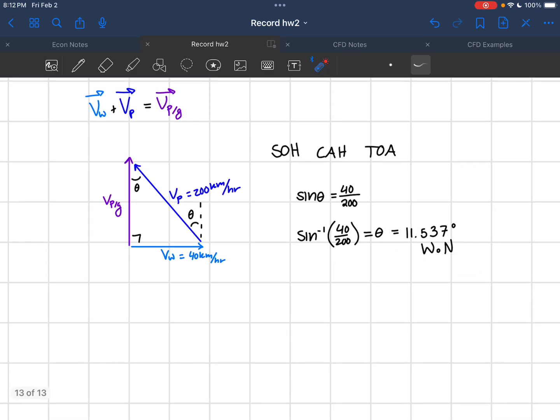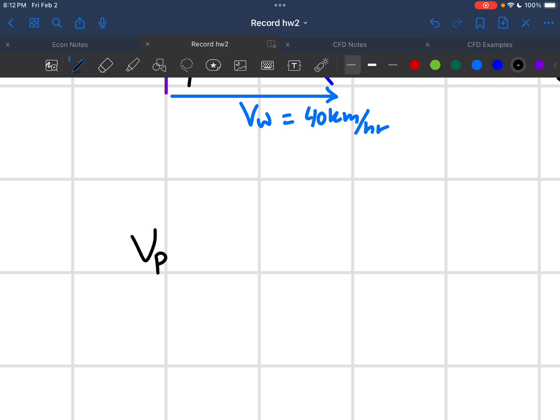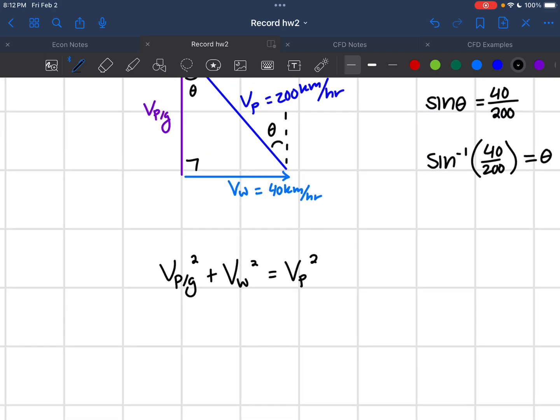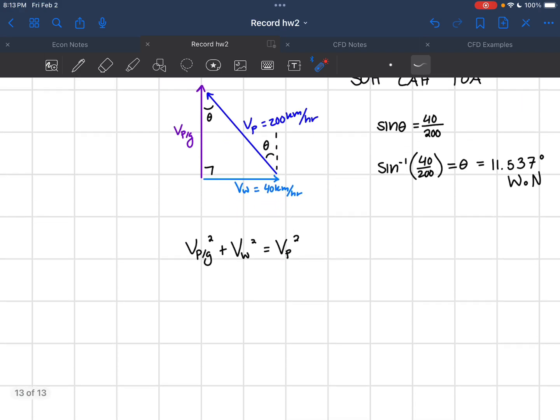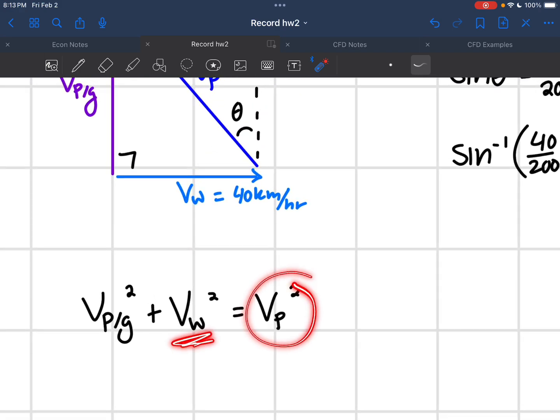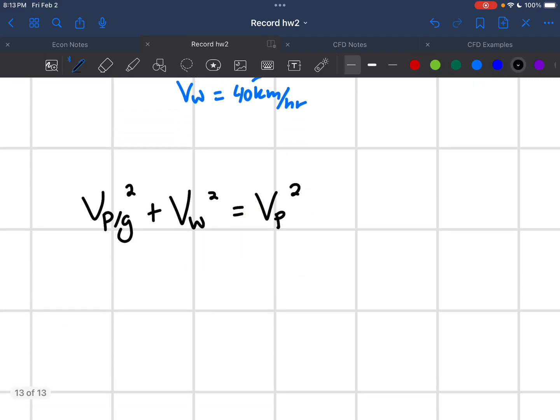So now I need to get the speed relative to the ground, which I can do with the Pythagorean theorem. So I'm going to set that up. The velocity of the plane relative to the ground squared plus the velocity of the wind squared equals the velocity of the plane squared. And I have to set it up a little differently from before, because before I knew my two legs and I was solving for a hypotenuse, but now I know the hypotenuse and one of the legs, and I'm solving for the other leg.